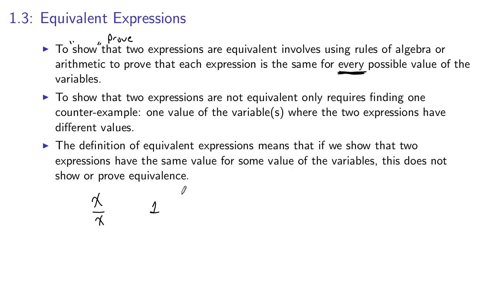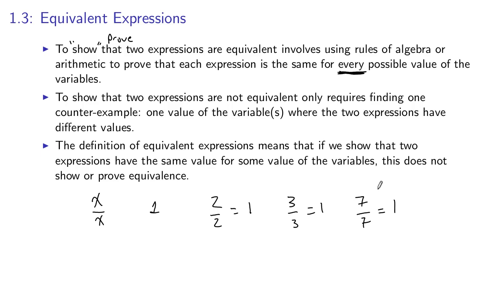Well, at first glance, you might think, oh, sure, because 2 divided by 2 equals 1. 3 divided by 3 equals 1. 7 divided by 7 equals 1. But just by showing examples that make them equal does not prove equivalence. Okay, so by the definition of equivalent expressions, we can't just find values that make them equal.